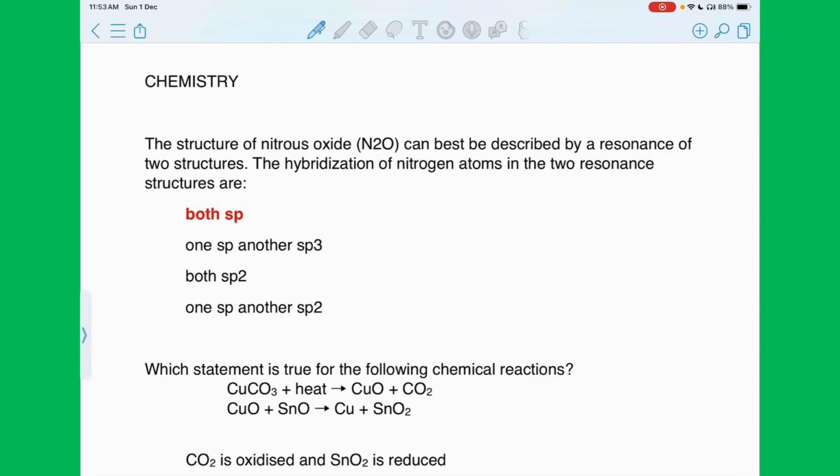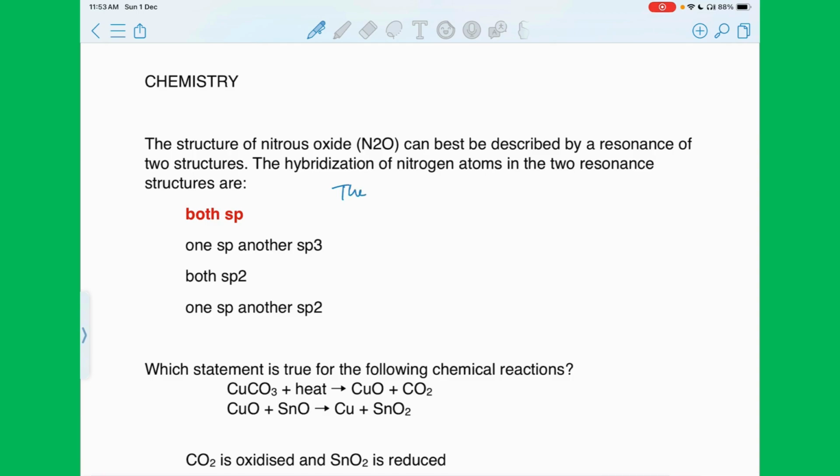So let's get started. The first question says the structure of nitrous oxide N2O can best be described by a resonance of two structures. The hybridization of nitrogen atoms in the two resonance structures are. So let's draw the two resonance structures of the nitrous oxide.